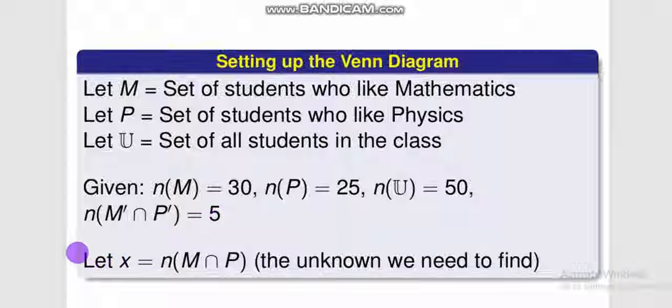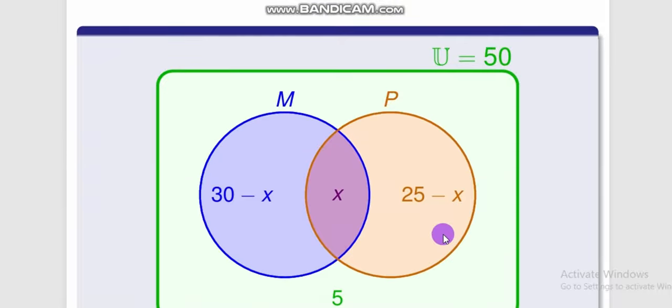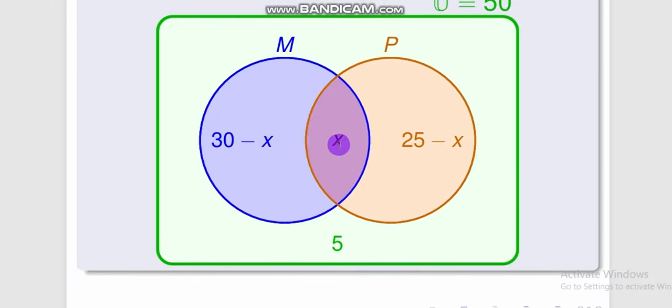So what we don't know is the intersection of M and P. The number of M intersection P is what we don't know. So let x represent that, the unknown we need to find. So we then draw the Venn diagram. As you can see, in the Venn diagram we put our x here for both, which we don't know. But remember what we said, this region is for math only, and this is for physics only.